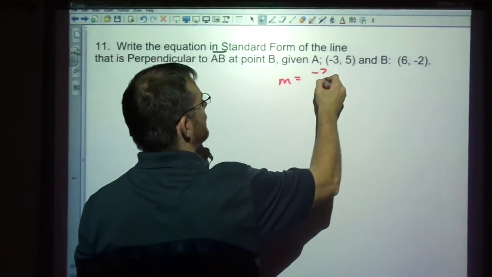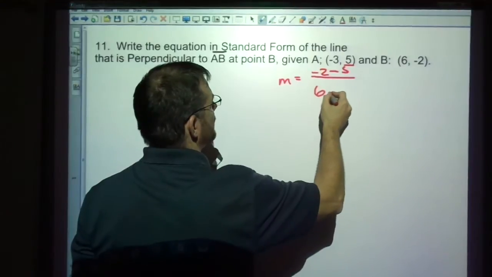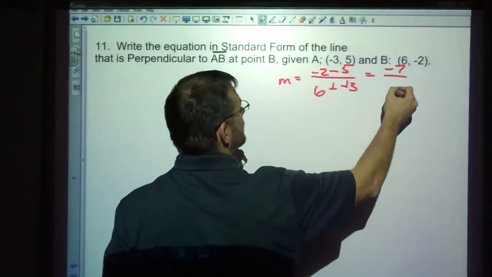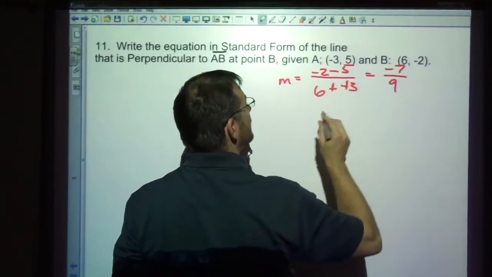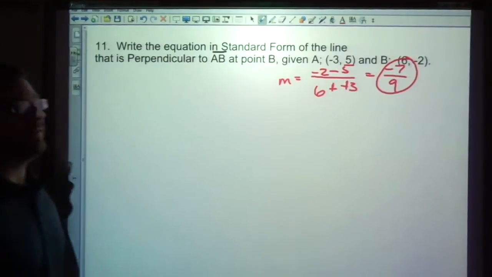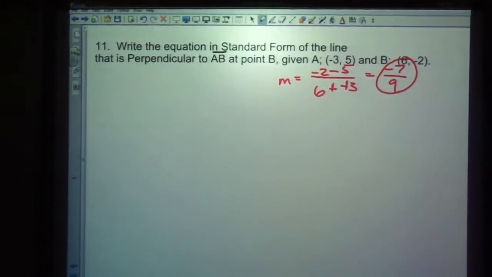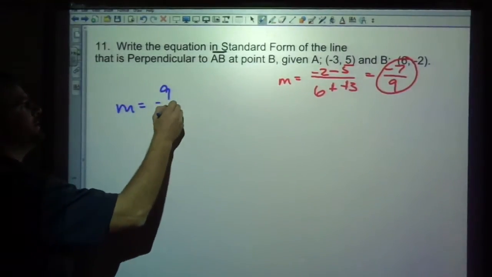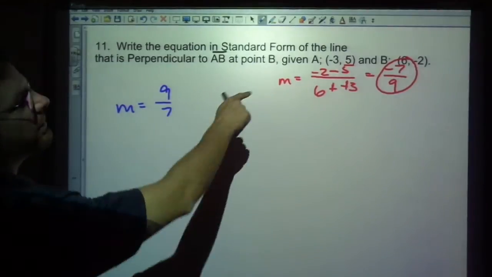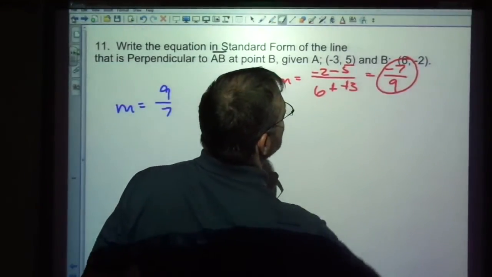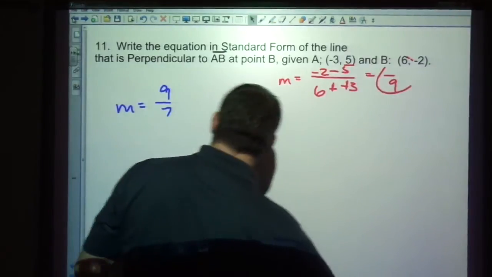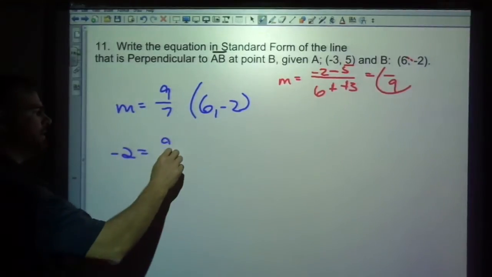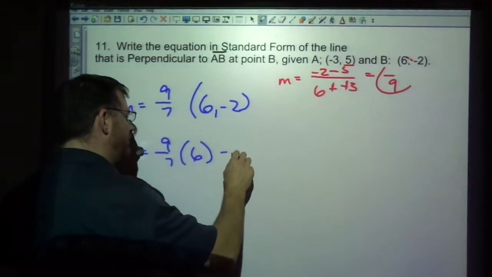This slope is -2 minus 5 over 6 minus -3, which is -7 over plus a positive 3. All right, so this slope is negative 7/9. Mine is perpendicular to that, so my slope is the opposite sign reciprocal, 9/7. And it goes through the point, oh, now that I wrote that up, I can't see it anymore. 6, negative 2. So y equals mx plus b.